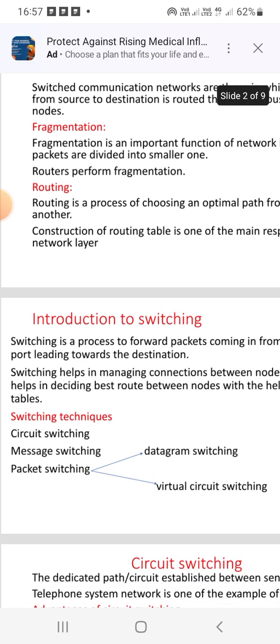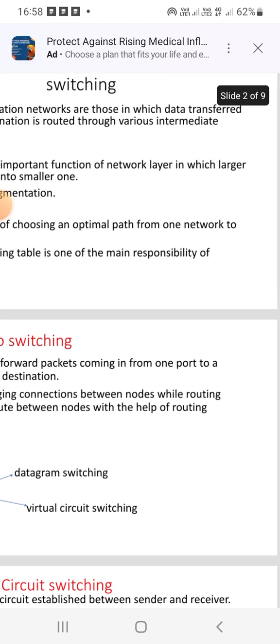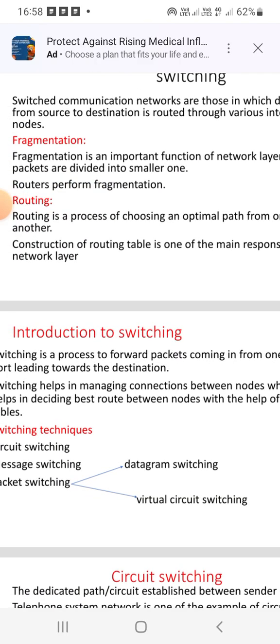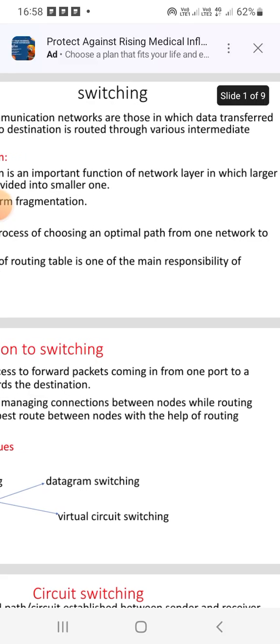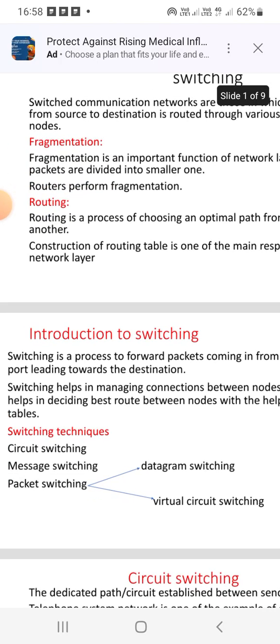Routing. What is meant by routing? Routing is a process of choosing an optimal path from one network to another. Optimal path means best route.